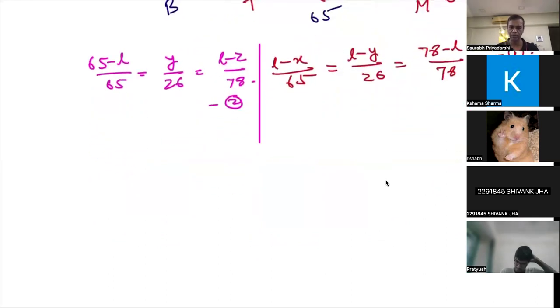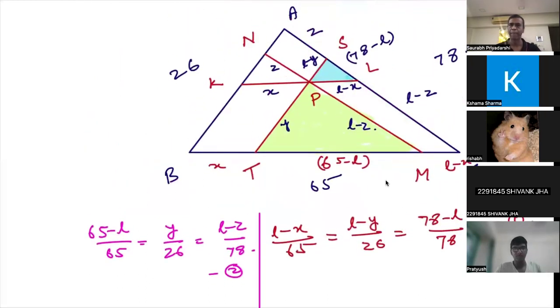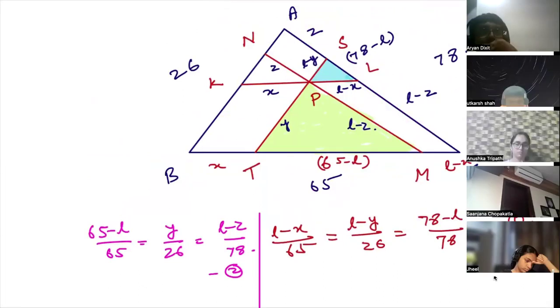Now the calculation part. I hope everyone is getting this. Is this okay, everyone? Pratyush, okay na beta? Yes, sir. Anushka, is this okay? Yes, sir.